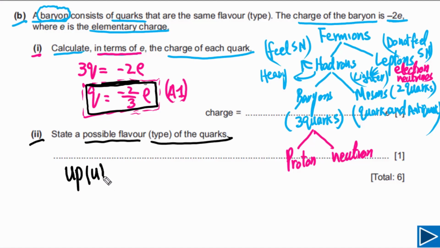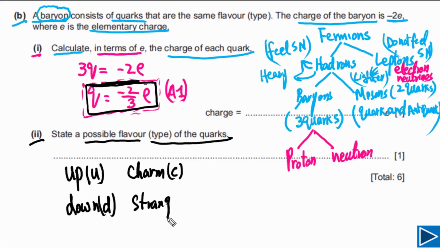We use small letter u, the symbol for up quark. And in the first generation, we also have the down quark. And the symbol for down quark is small d. The second generation means after up and down quark, we discover the charm quark. This is the charm quark. Charm quark and strange quark, they belong to the second generation, so strange quark. After charm and strange quark, we discover the top quark. The symbol for this one is small t.